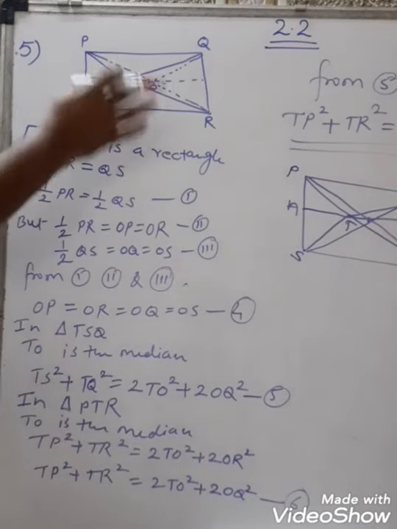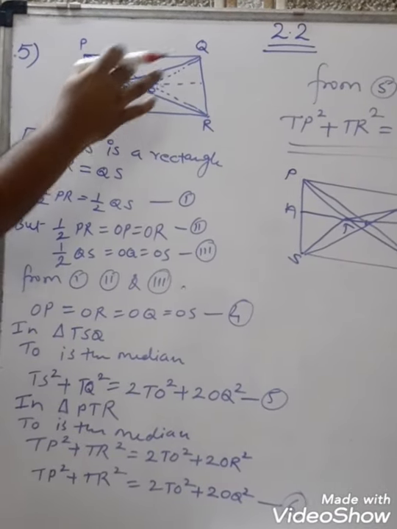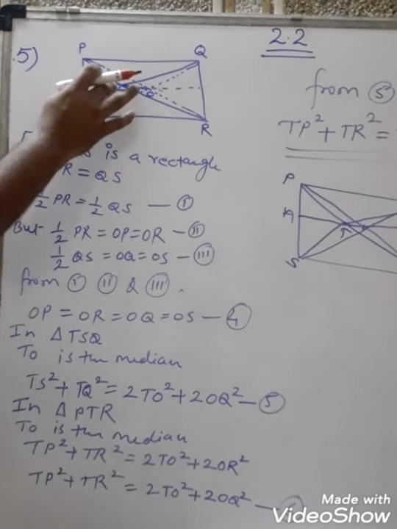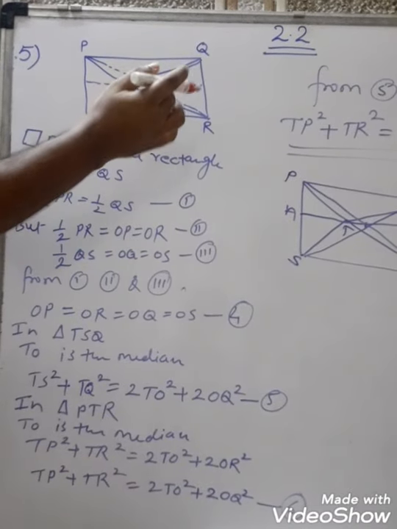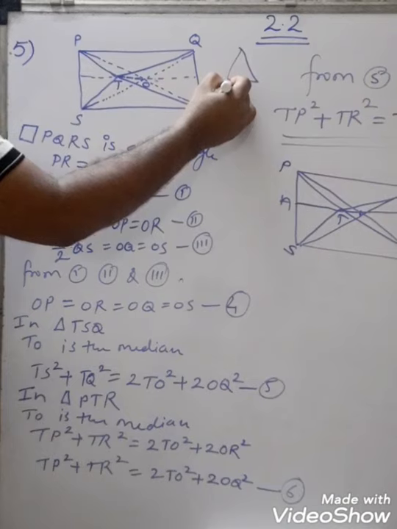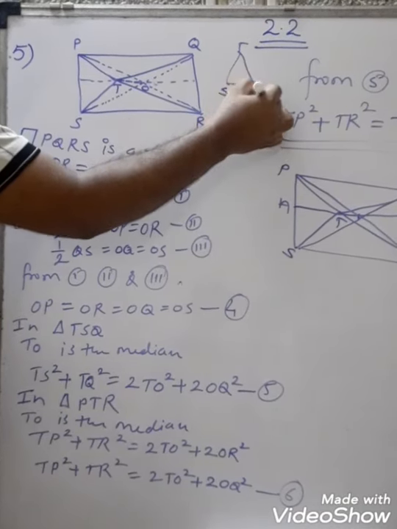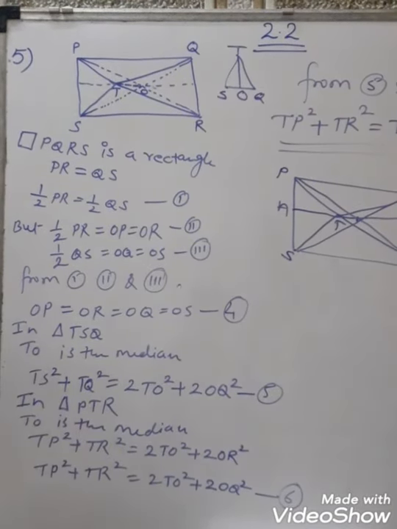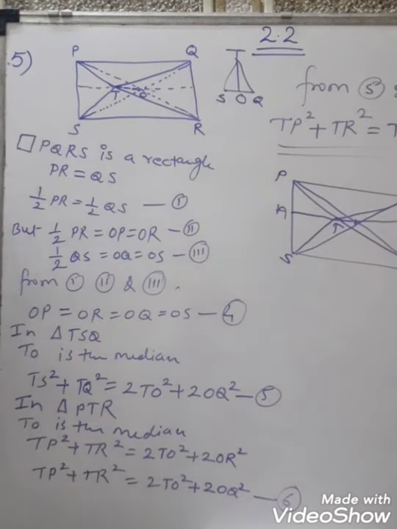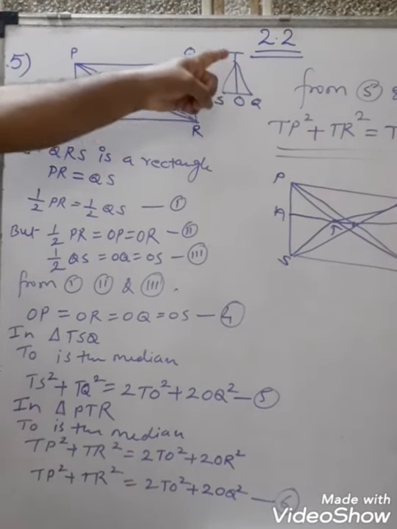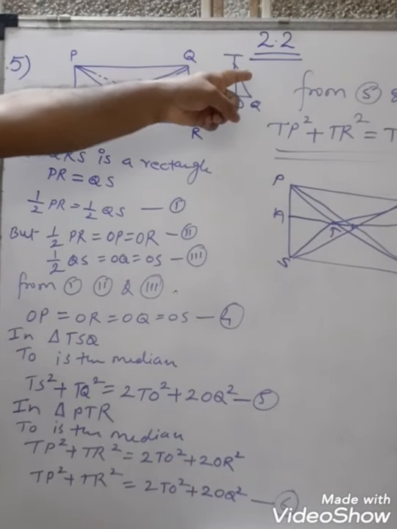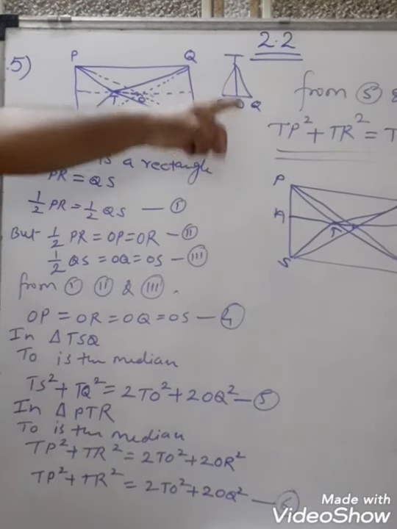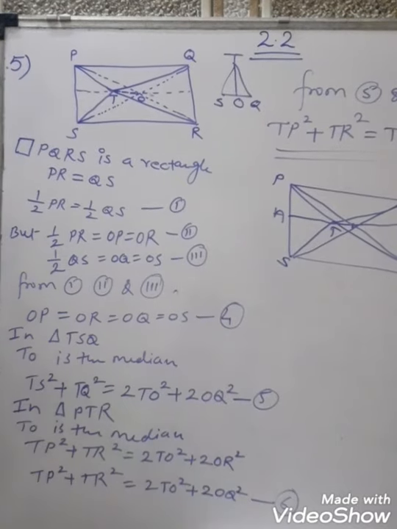Now take triangle TSQ. In that we use Apollonius. TO is the median. This way it forms a triangle TSQ. And TO is the median. Use Apollonius theorem. So TS square plus TQ square equals 2 times TO square plus 2 times OQ square. That is the fifth one.